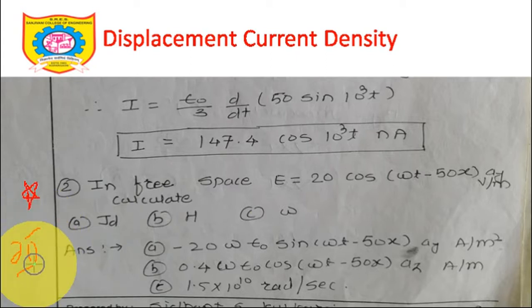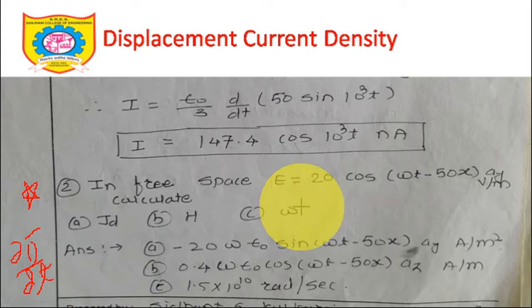Okay, I know that dou D bar by dou T. Do I know the value of D bar? No, but I know this E bar. So can I replace it with epsilon E bar? Yes, but epsilon into epsilon r, it is a free space, that's why epsilon r is equal to 1. Put those values and get the answer. You should get the answer of JD bar as minus 20 omega epsilon 0 sine of omega t minus 50x into AY bar. Is it okay? So this is the value of JD bar.